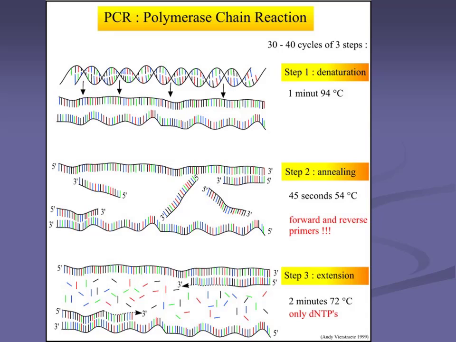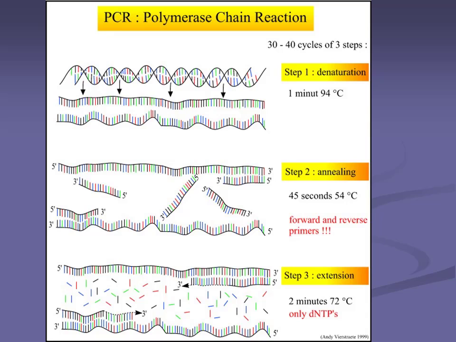So this is how it works. We're first going to take our template strand of DNA, double helix, right? How can we separate the two strands? Heat it. You heat it. And here we're heating it up to 94 degrees, and we denature the DNA.